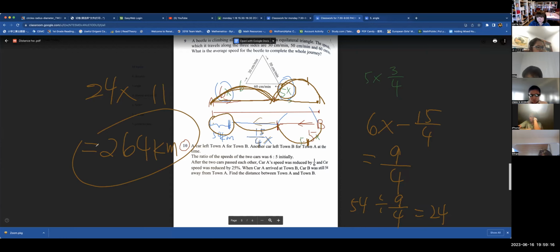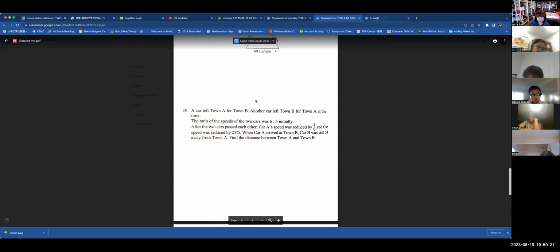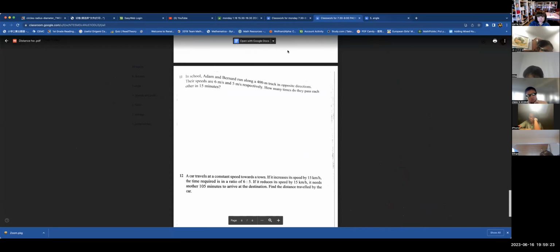Okay, so that's number 10. So we're going to move forward to number 11 and number 12. Those are the two hardest questions. So in the school, Adam and Bernard run around a 400 meters track in opposite directions. Okay, their speeds are 6 meters per second and 5 meters per second respectively. How many times do they pass each other?